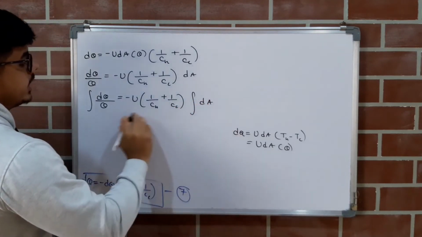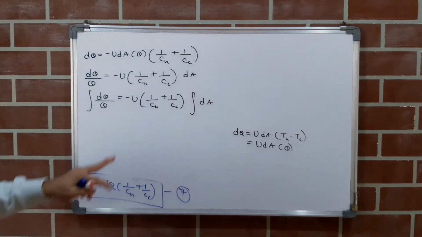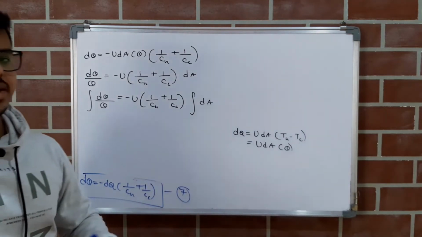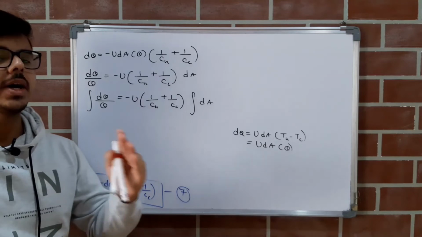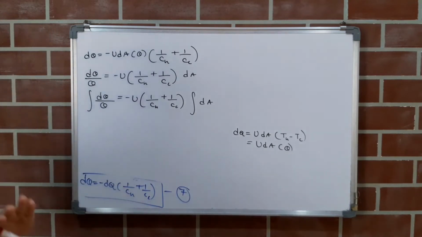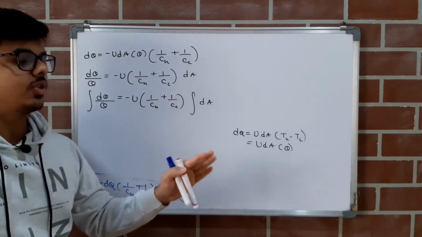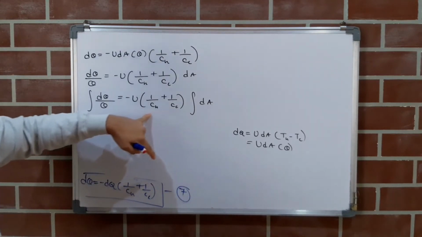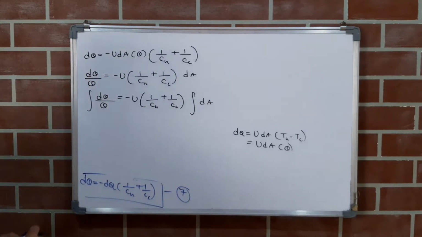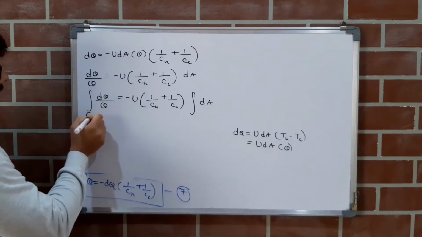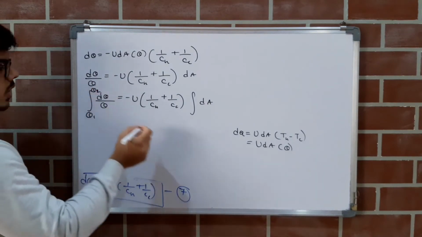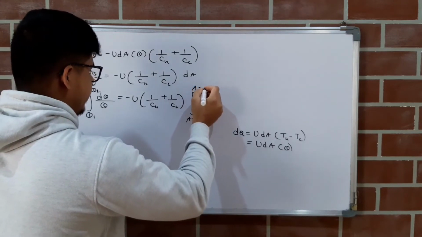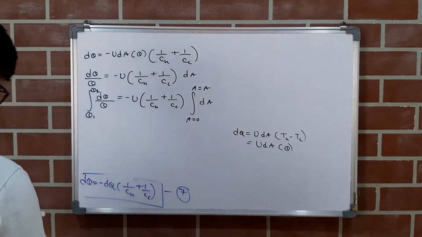Now why have I written this outside of the integration? Because in the assumptions we had considered u as constant, and specific heat and mass flow rate as constant. So the product of constants will be constant only. For that reason we had considered this term as constant and outside of the integration. So what is the boundary condition? It is theta 1 to theta 2, and area is A equals 0 to A equals A. That is the whole area of the heat exchanger.